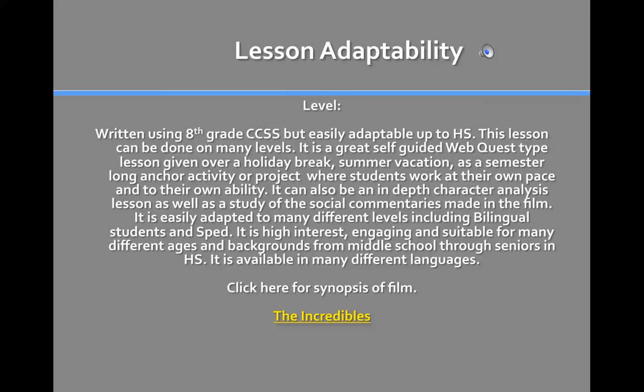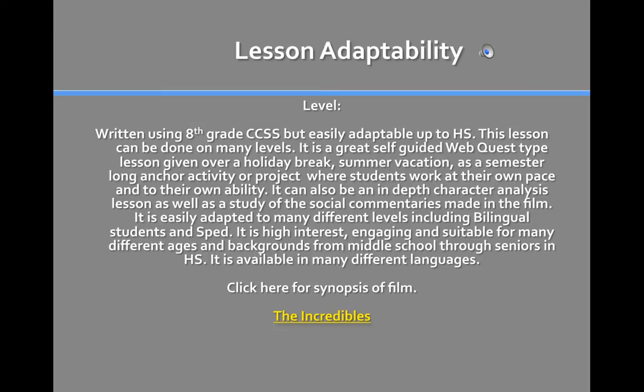This lesson can be adapted to many levels. It's also a great self-guided WebQuest type of lesson. It could be given over a holiday break, a summer vacation, or a semester-long anchor activity or project. Students can work at their own pace and at their own ability.